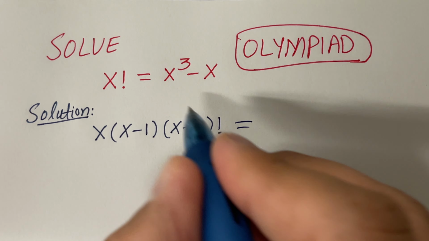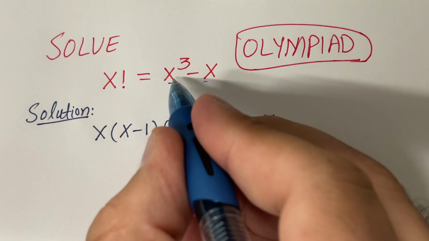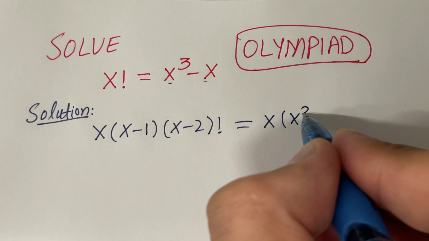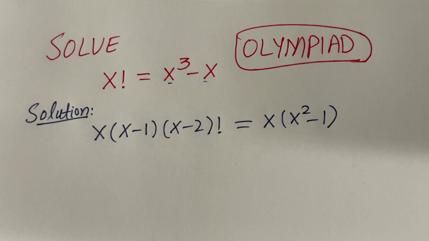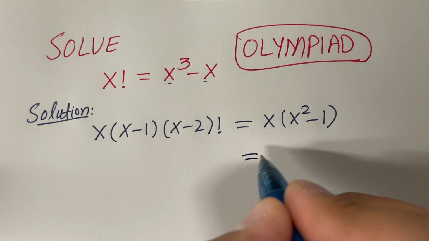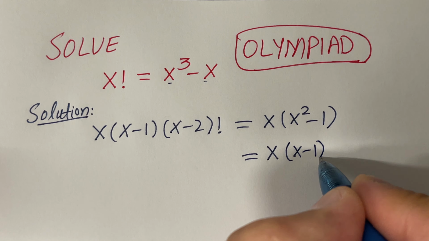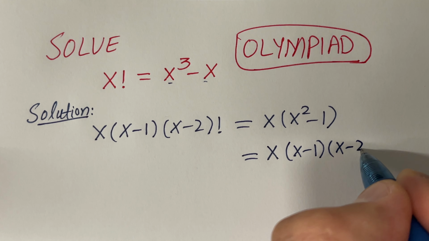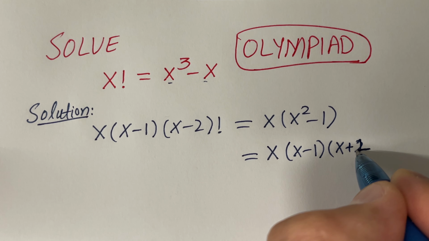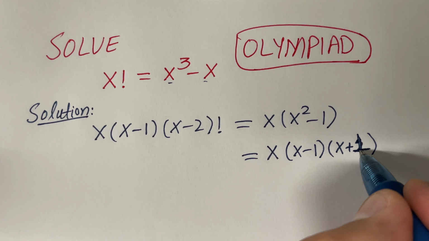And on the right hand side, I can pull out one of the x, and therefore I will have x squared minus 1. Fine. Let's simplify the right hand side further. Then the right hand side will be x times (x minus 1) times (x plus 1). How did I simplify the right hand side? This is 1, okay, sorry.